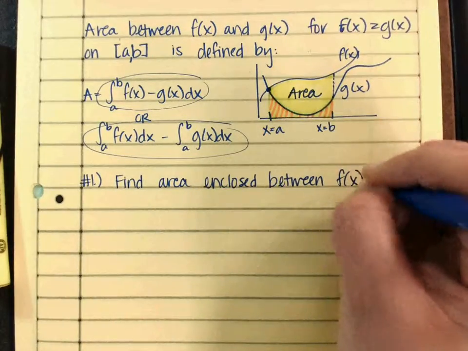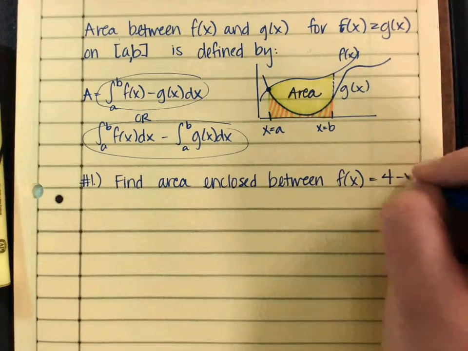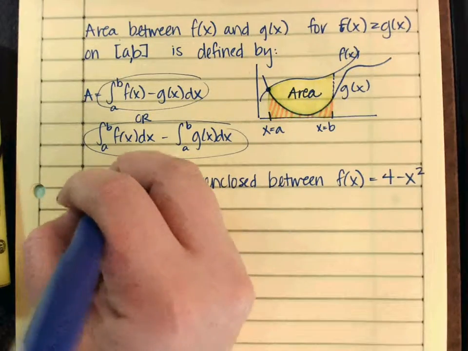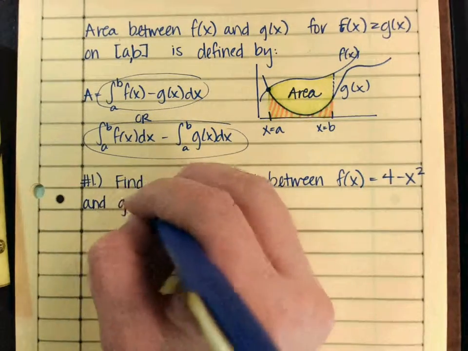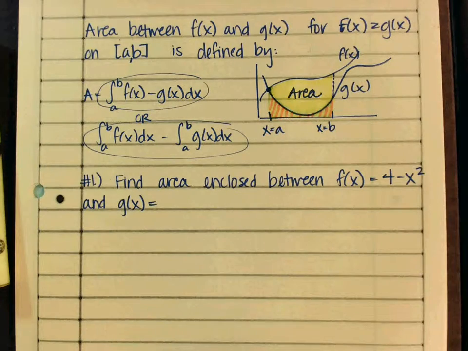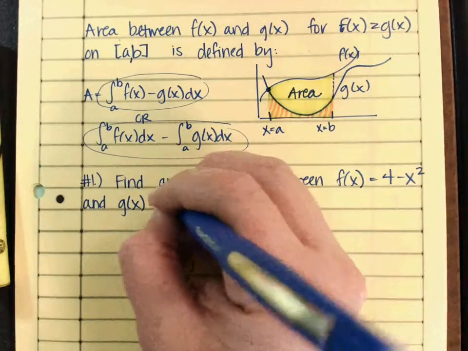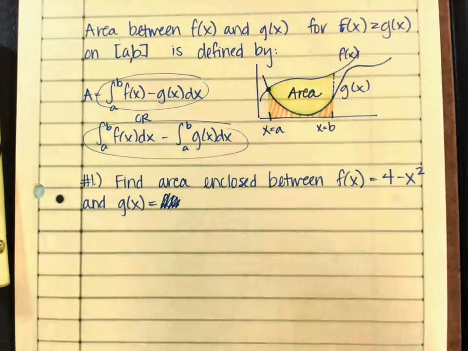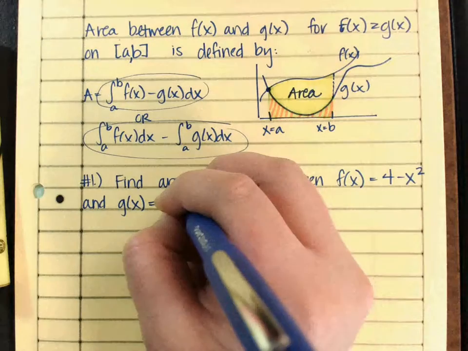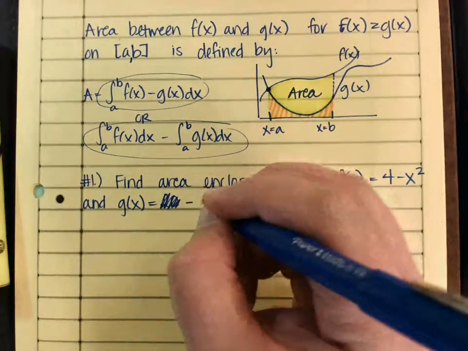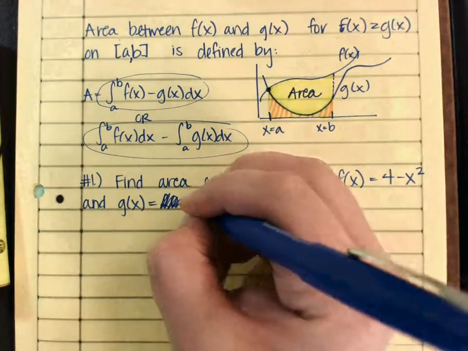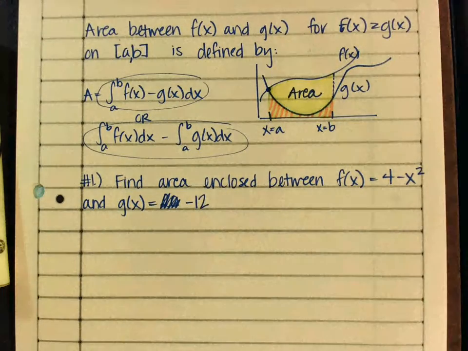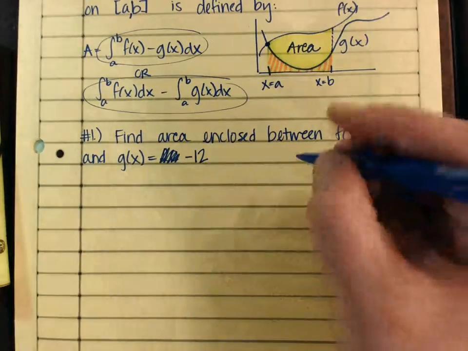f of x equals, we'll say 4 minus x squared, and g of x equals, let's say 20. Okay? Actually, hold on. Don't make it a 20. Make it a negative 12. Sorry. Okay, so first thing that we're going to do is we're going to set up our graph.